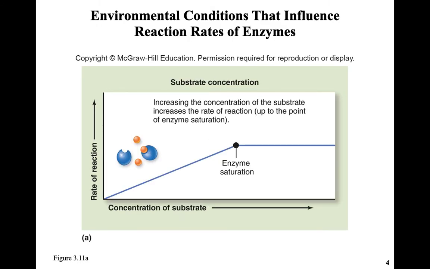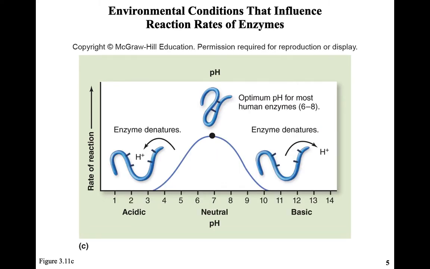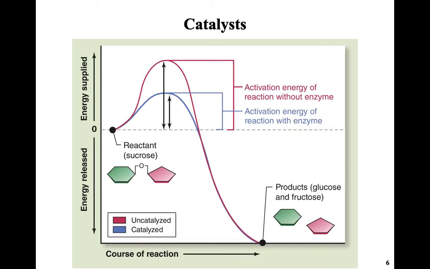We can see here, as you increase the concentration of a substrate, that's also going to increase the reaction until we run out of enzymes. That's the saturation point. pH also affects the reaction rate. Most of our enzymes work at an optimal pH of around 7. And catalysts are also going to increase the reaction rate.